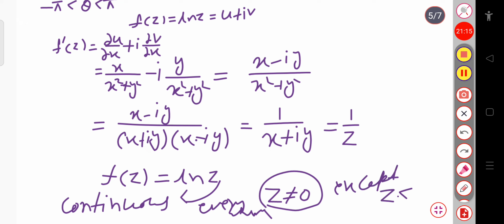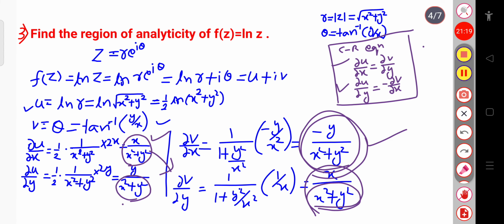Okay. So this is how we have to check at which condition or in what region the function is analytic, and whether the function is analytic or not, we have to check by using the Cauchy-Riemann condition. If you have not seen the last video about the Cauchy-Riemann condition, then I will share it in the description, so you may check it from there.